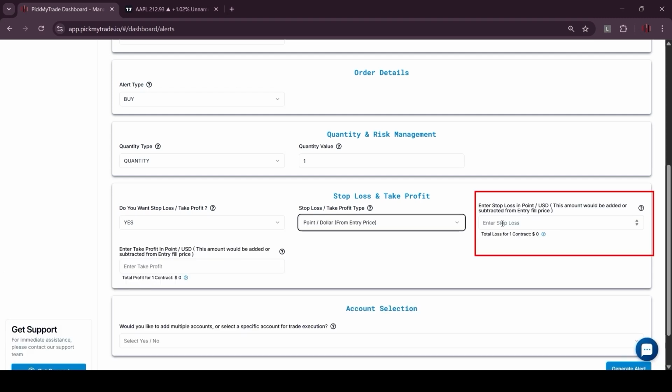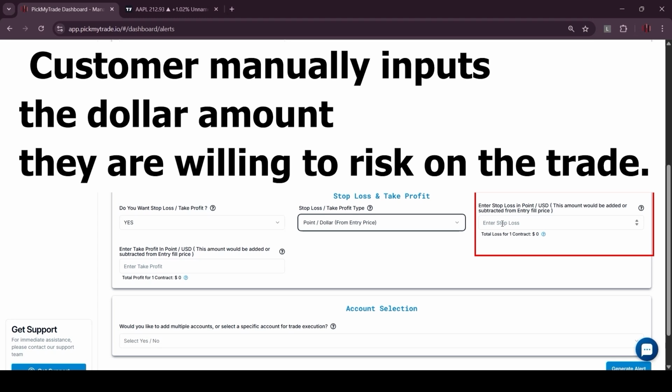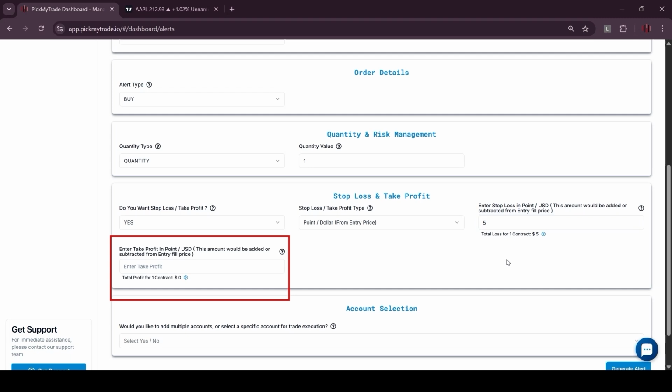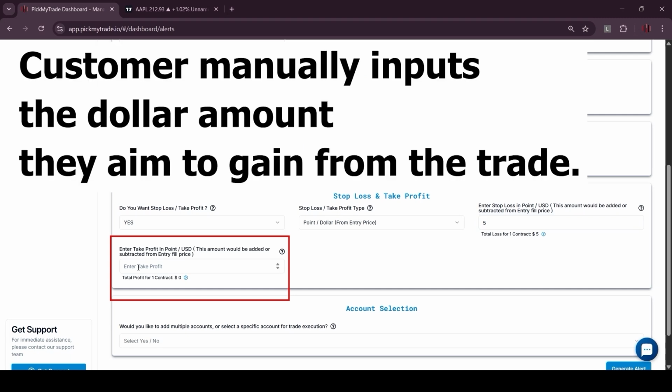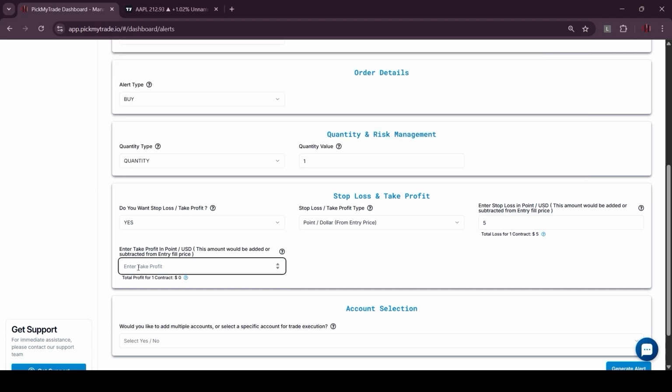For stop loss and points, the customer manually inputs the dollar amount they are willing to risk on the trade. Here I will place 5. For take profit in points, the customer manually inputs the dollar amount they aim to gain from the trade. Here I will place 10.